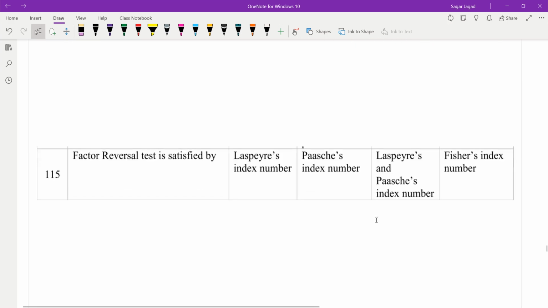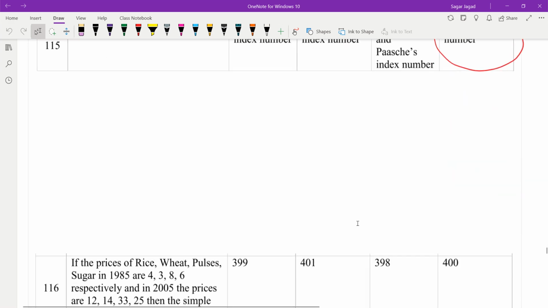The factor reversal test, or the time reversal test. The only one which satisfies the factor reversal test and the time reversal test is nothing but the Fisher's index number. This is the only index number which satisfies both the tests, factor reversal test as well as time reversal test. None of the other standard index numbers satisfy them. Only Fisher satisfies, the other 4 do not. Okay, let's go for the next question.